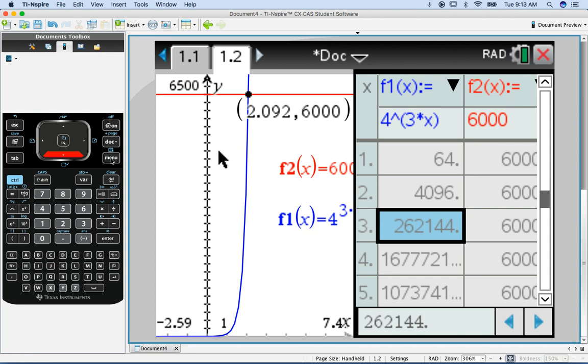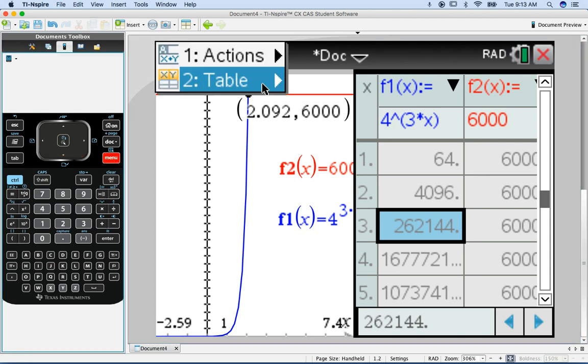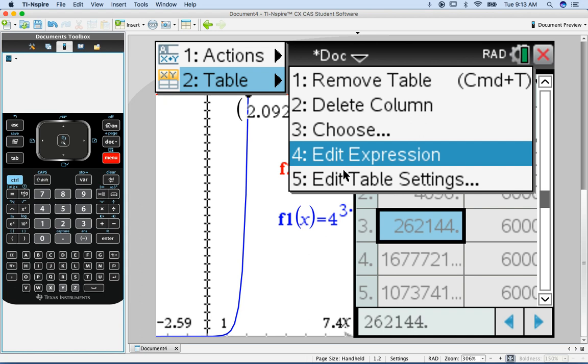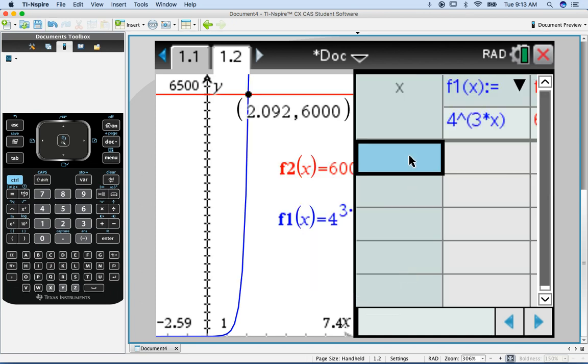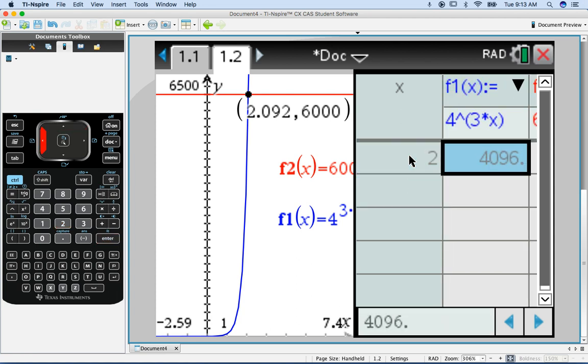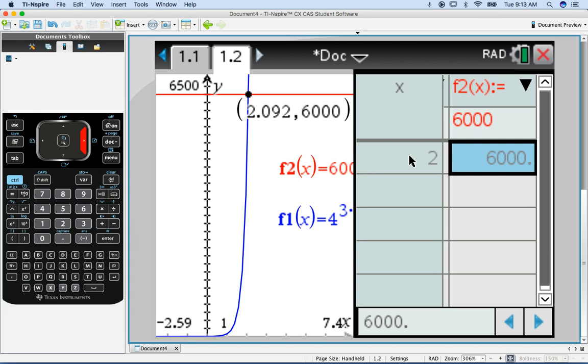So let's come over here, and we're going to look at the table, and we're going to do Edit Table Settings, and let's change this to Ask. We want to input numbers and see how close we can get until it actually matches, okay? So we could say, we know it's between 2 and 3. So here's 2. At 2, we're at 4,096 and we're at 6,000.